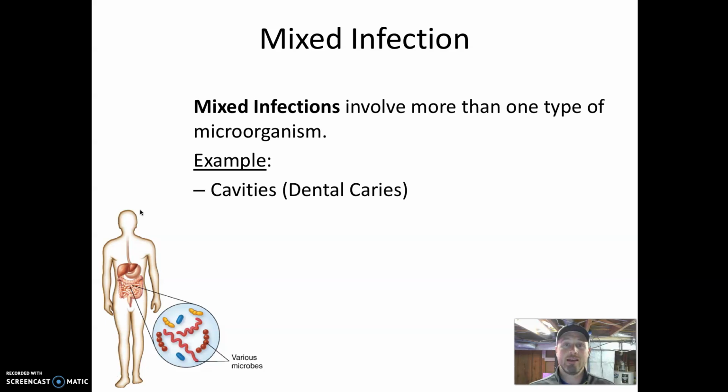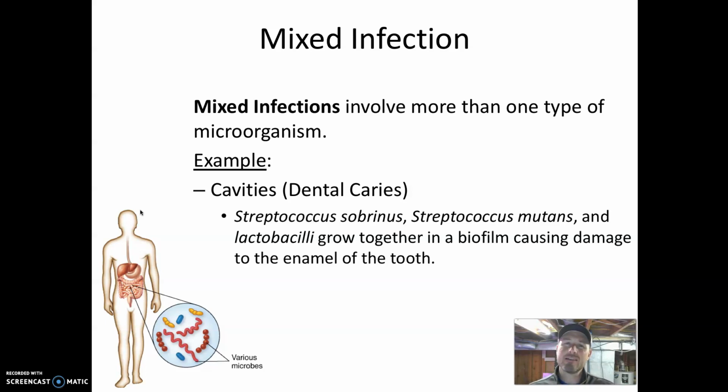Another example that is particularly common are cavities or tooth decay. In science, we call these dental caries. And so in this disease progression, several microbes, Streptococcus sobrinus, Streptococcus mutans, and species of lactobacilli, all grow together in a biofilm. And only when they grow together can they have the effect of damaging the tooth enamel, leading to a cavity. We'll talk more about cavities when we reach the disease portion of our course. So those are mixed infections, when more than one microbe works together to cause a single disease.